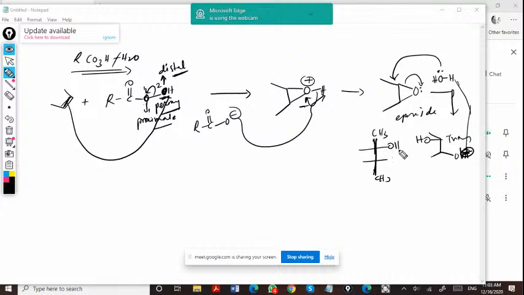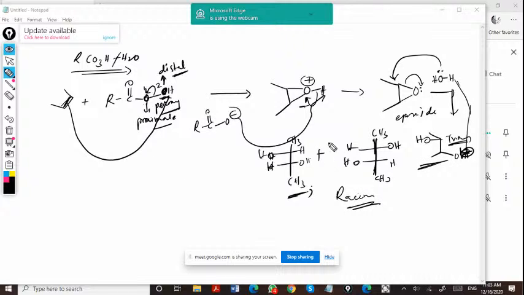So it's going to give racemic. So this is the product, okay. So racemic. So addition will be trans addition, okay, if it is peracid followed by the H2O. So this is the mechanism and this is the stereochemistry, okay.